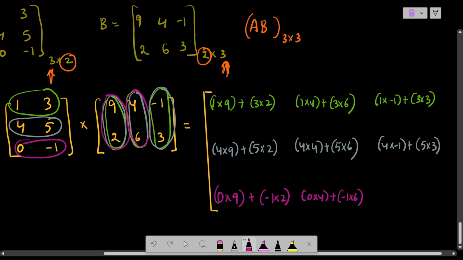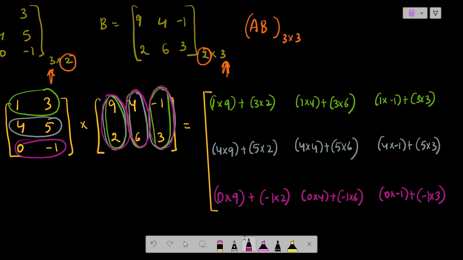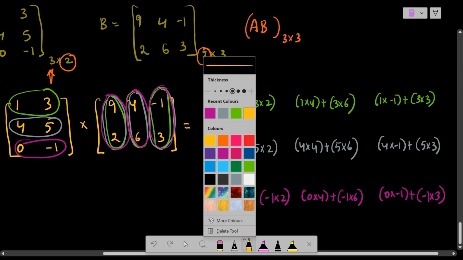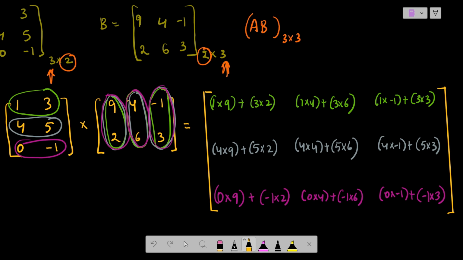Next. Third row, third column. So 0 into minus 1 plus minus 1 into 3. Did you understand, students? So try to understand carefully. Very, very easy. Okay. Now solve this. So did we get a 3 by 3 matrix or not? Yes, we are getting. Okay.